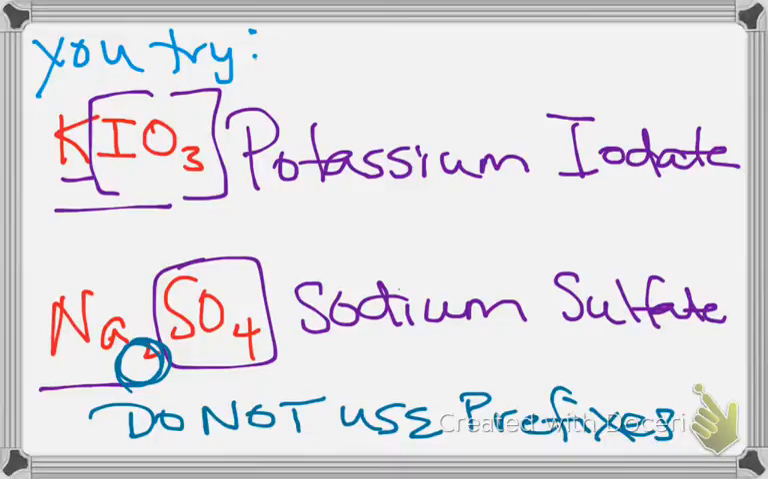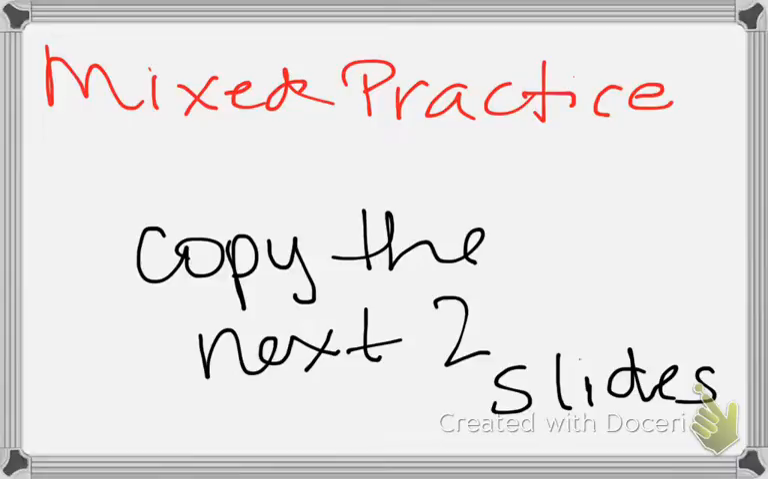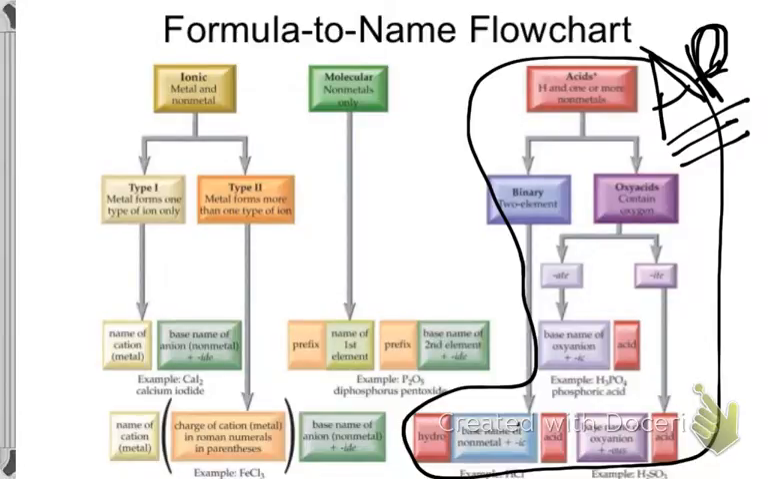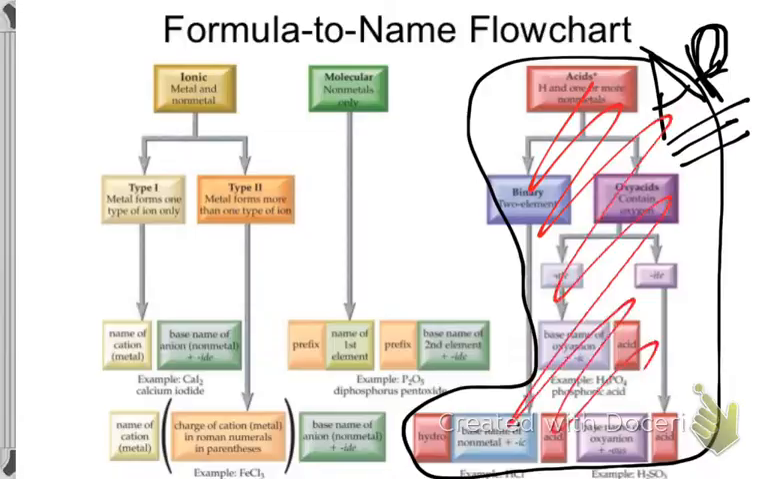Alright, so I hope you did well on those. It's pretty straightforward, pretty simple. So now we're going to do some mixed practice. I'm going to have you copy the next 2 slides. What you're going to find on this first slide is a formula to name chart. This area that I have a big circle around that says AP, you don't need to know right now. That's acids and bases, and we'll get to that next year when you do AP chemistry. For now, you just want to copy the gold and the green, the ionic formula and the molecular formula, and then the flowchart of how you name those.